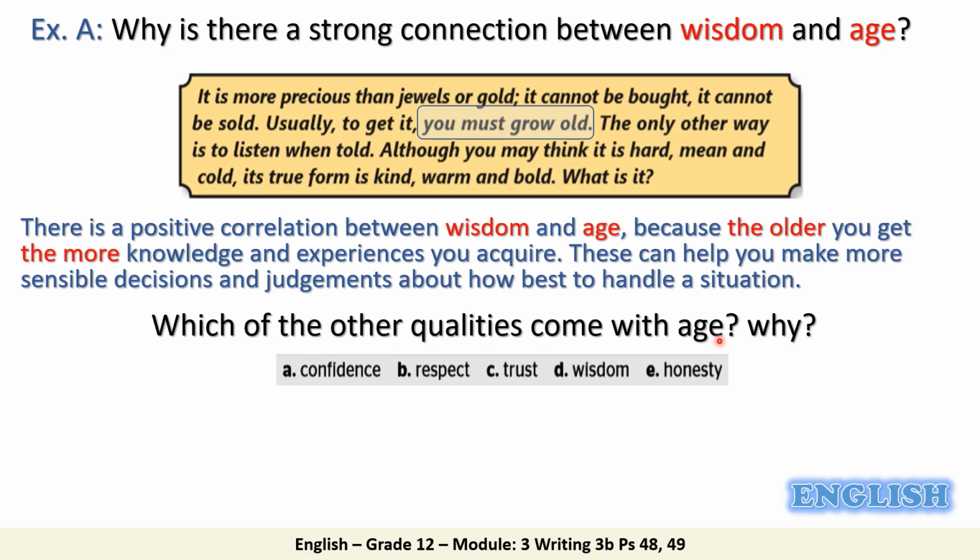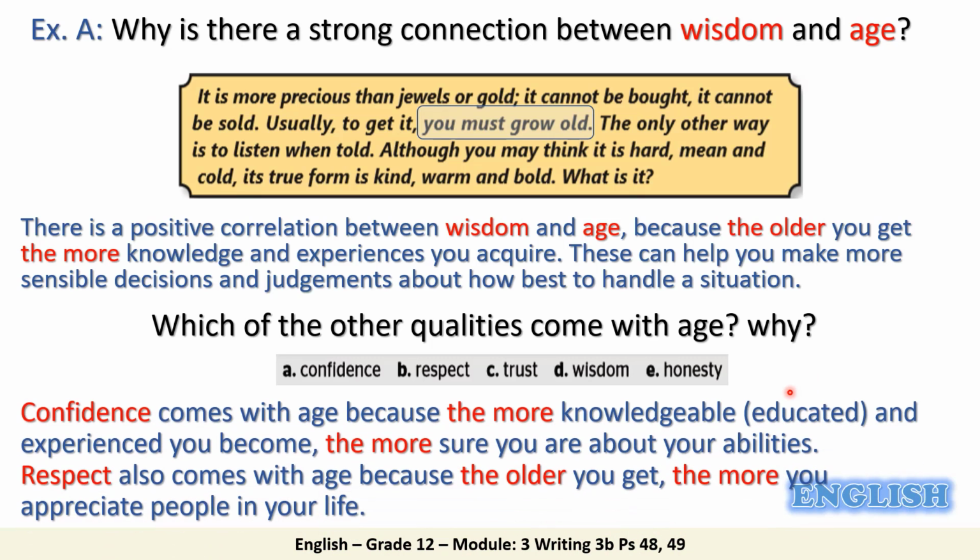Another question in exercise A is, which of the other qualities come with age and why? We have elaborated on wisdom, so what else do you think? Does confidence come with age, or respect, trust, or honesty? Again, pause here, think of your own answer, and then let's take this model and analyze it.